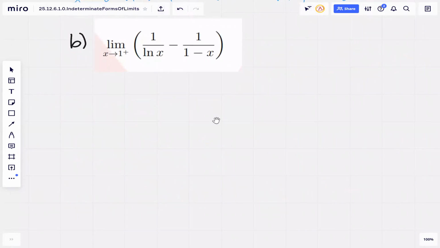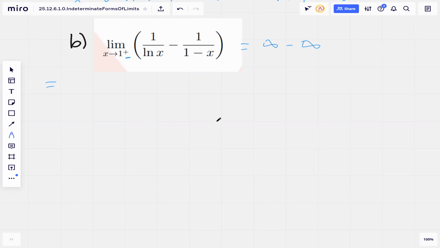Okay. So let's have a look at this next one. So this one looks a bit interesting. It's a little different. So now we have the limit as x approaches 1 from the positive side, what the plus sign means, of 1 over ln x minus 1 over 1 minus x. So in this case, we have this indeterminate form, infinity minus infinity.